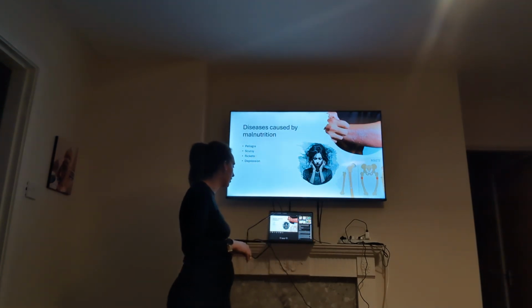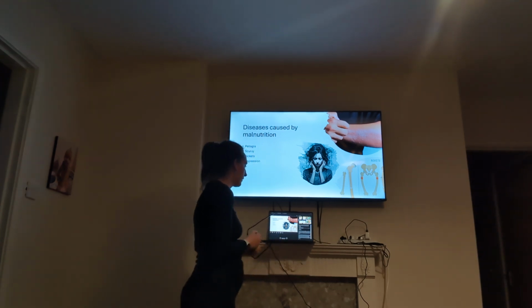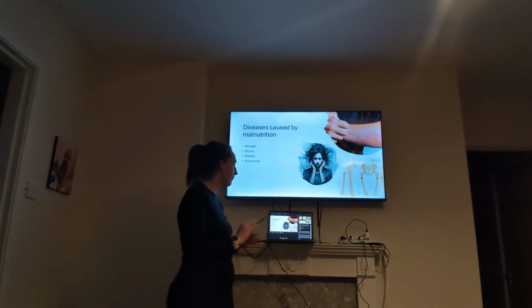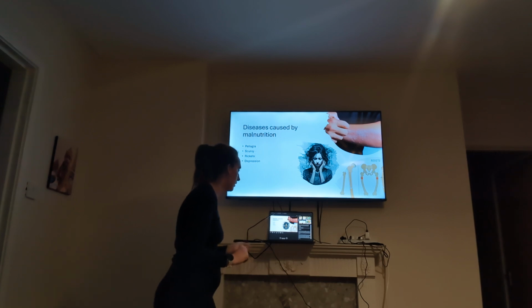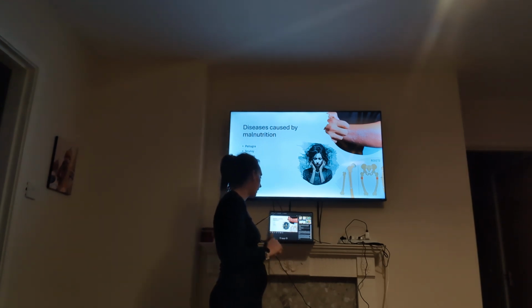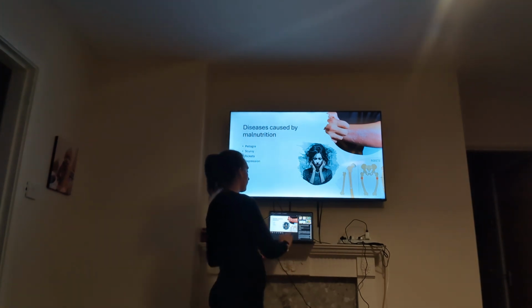Diseases caused by malnutrition, that's scurvy, rickets, depression, pellagra. Pellagra is vitamin B3, affects the immune system, so dementia, inflammation, sores in the mouth, and this can be found in peanuts, mushrooms, whole grains.